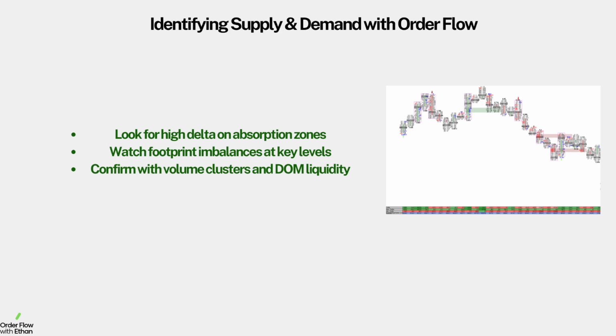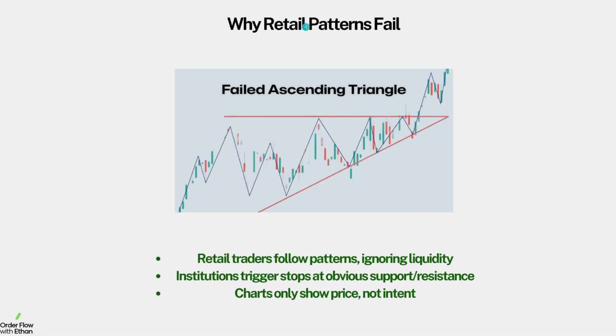So how do you identify supply and demand with the order flow? You should look for high delta on absorption zones. You should watch footprint imbalance at key levels and confirm with volume clusters and depth of market liquidity. So why do retail patterns always fail? Not always, but most of the time. Same thing again, they say, oh, it's going to keep going down, reach this level, you should sell because whatever. Those retail traders follow patterns and ignore the liquidity in the market.